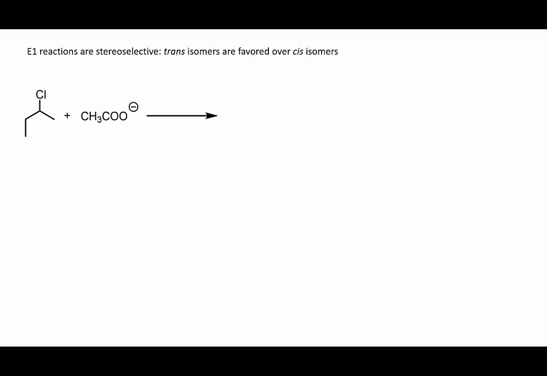E1 reactions are also stereoselective, which means we're going to favor the trans isomer over the cis isomer as our product. In this example, we will remove the chlorine, our leaving group, to generate a carbocation. Right here, we'll then look at the two beta sites. There's one here and one here. The one on the right would give you a less substituted product. That won't be favored, so we're going to eliminate the hydrogen atom on the left, which will collapse down to form a new double bond.